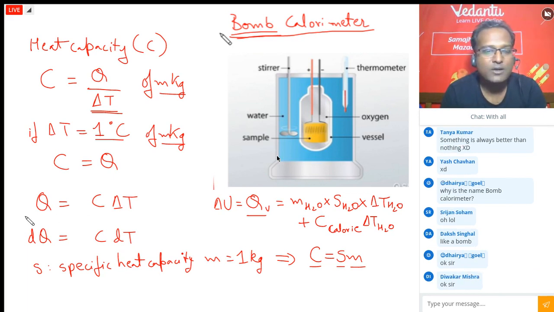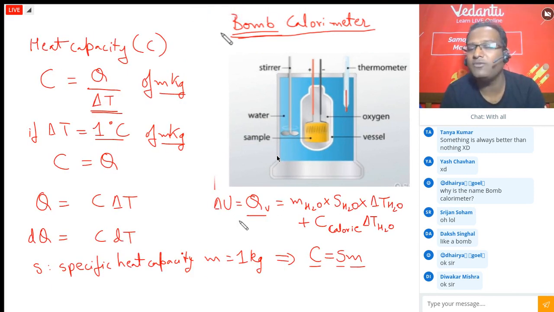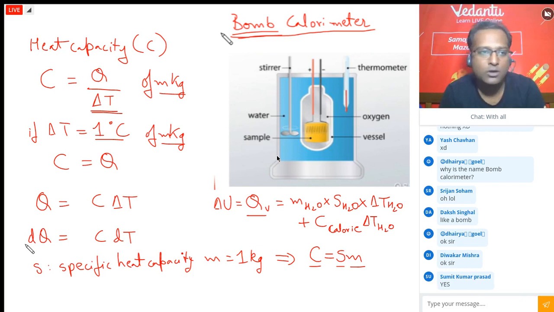Chalo, let's move ahead now. So I have covered delta H, delta U relationship with you. I have explained you that QV equal to delta U, and QP equal to delta H. I have also explained you what is a bomb calorimeter, and how the heat of the reaction is calculated using a bomb calorimeter. To introduce this equation, we discussed what is heat capacity and what is specific heat capacity. Right? We will be talking about heat capacity again in a few moments. Hold on to your horses.